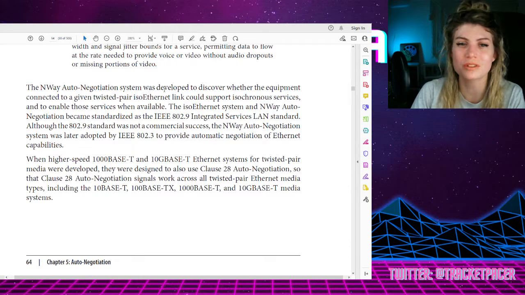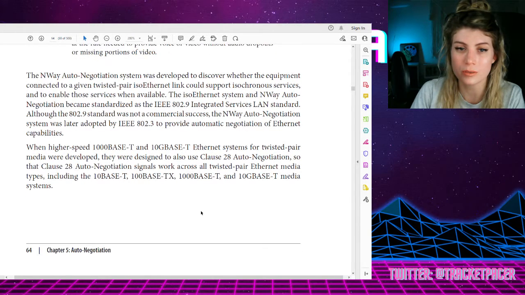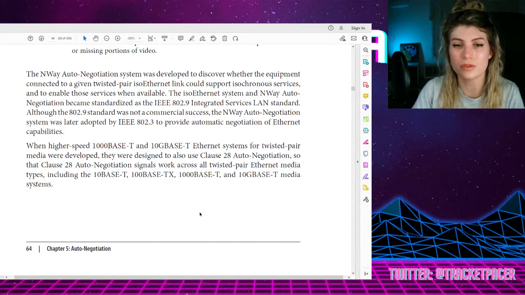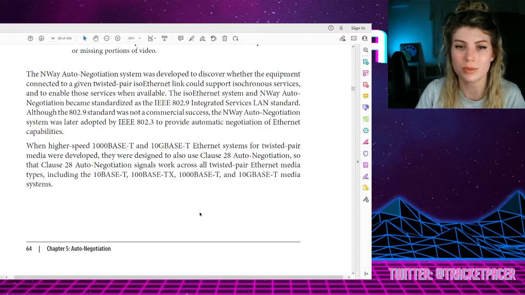N-Way auto negotiation was developed to discover whether the equipment connected to a given twisted pair ISO Ethernet link could support isochronous services and enable those services when available. The ISO Ethernet system and N-Way auto negotiation became standardized as the IEEE 802.9 Integrated Services LAN standard. Although the 802.9 standard was not a commercial success, the N-Way auto negotiation system was later adopted by IEEE 802.3 to provide automatic negotiation of Ethernet capabilities.